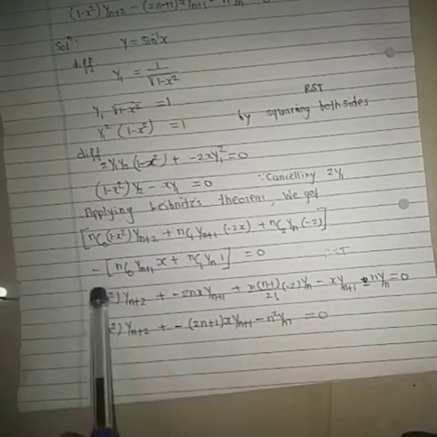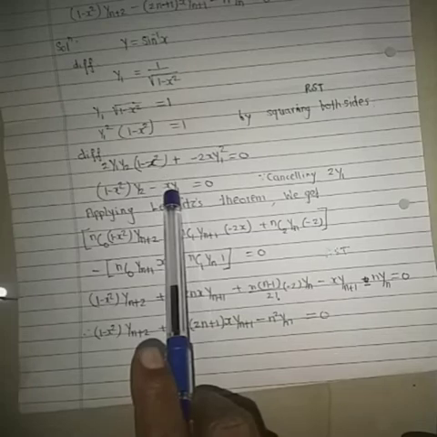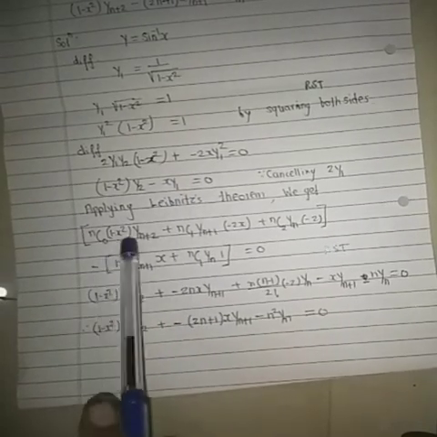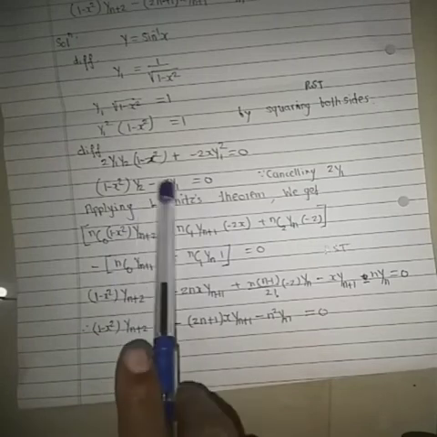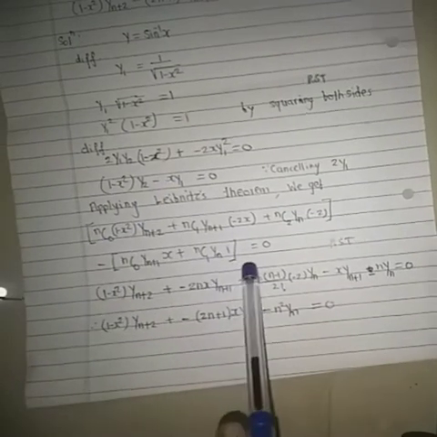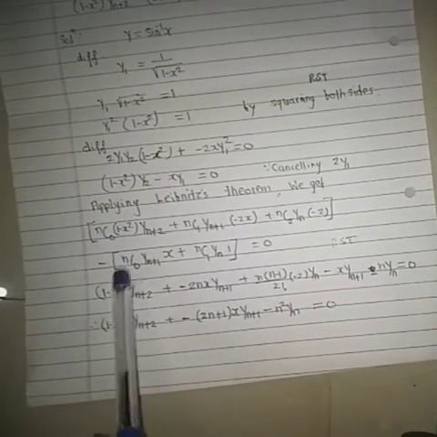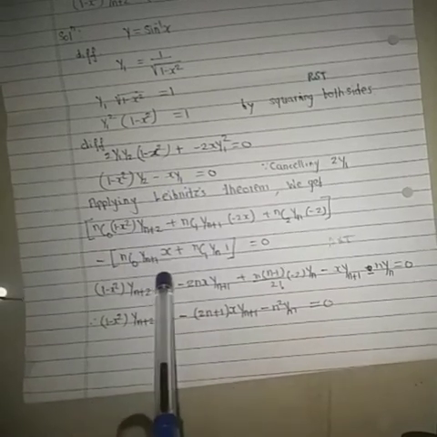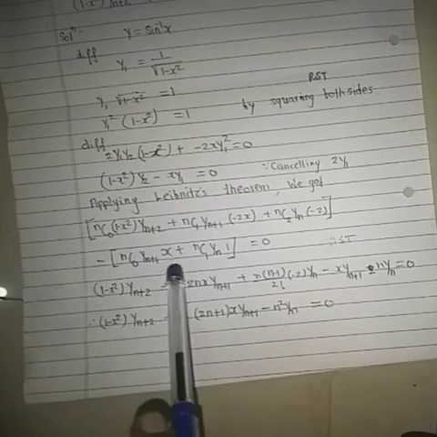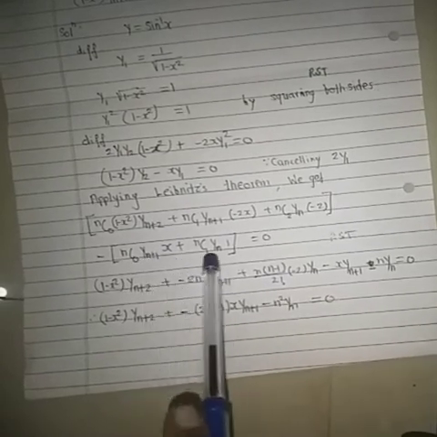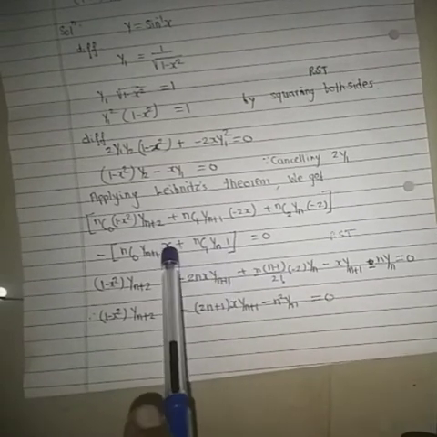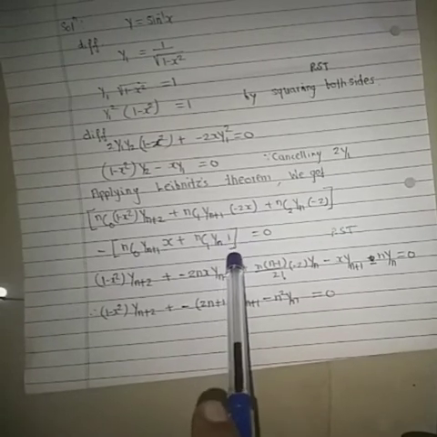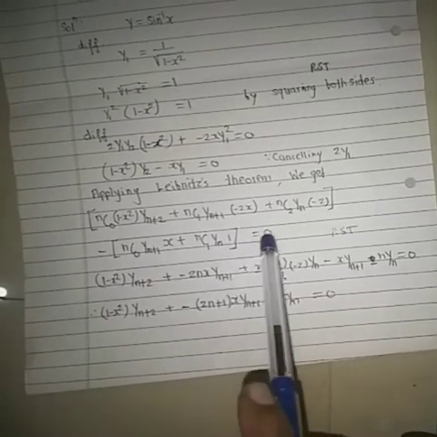Minus, now we use Leibniz theorem for the product of this function. Here the minus sign is there, so we take another bracket: nC0 u_n v, the nth derivative of y_1 is y_(n+1), v means x as it is, plus nC1, take one index less, y_n we get, and the derivative of x is 1. Here 1 is also a constant, so we have stopped here. Bracket complete equal to 0.